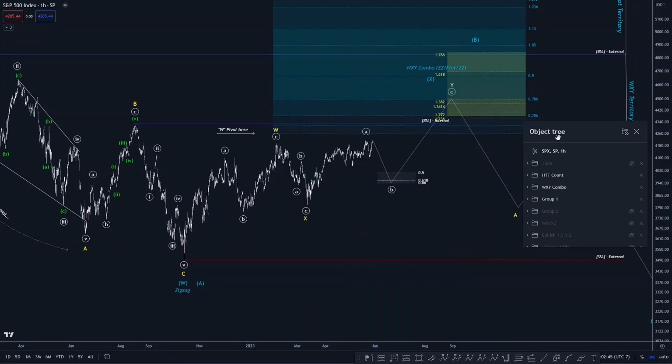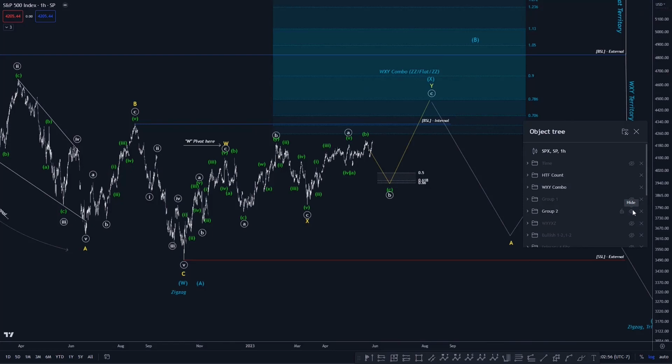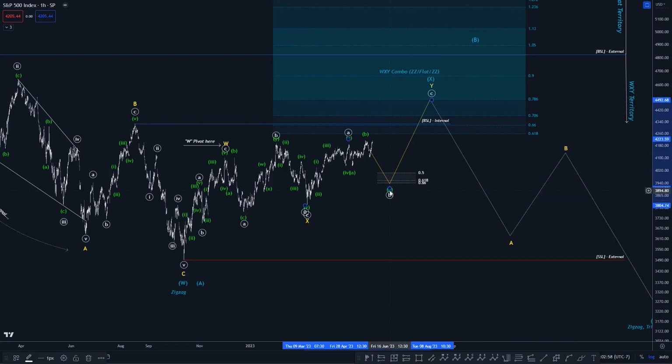Confirmations on these counts, it's difficult to say. Like I said, this Y leg is getting very extended in time, so there's even potential we have a very shallow B wave coming up here, which we'll discuss shortly.